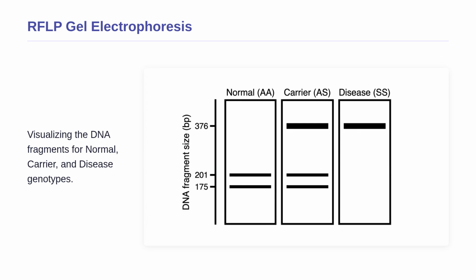On the far right, the disease individual shows a single heavy band higher up at 376 base pairs because their cutting site was destroyed. In the middle, a carrier has both the normal and mutated genes, so they show all three bands. This visual perfectly illustrates the power of RFLP in clinical diagnostics.